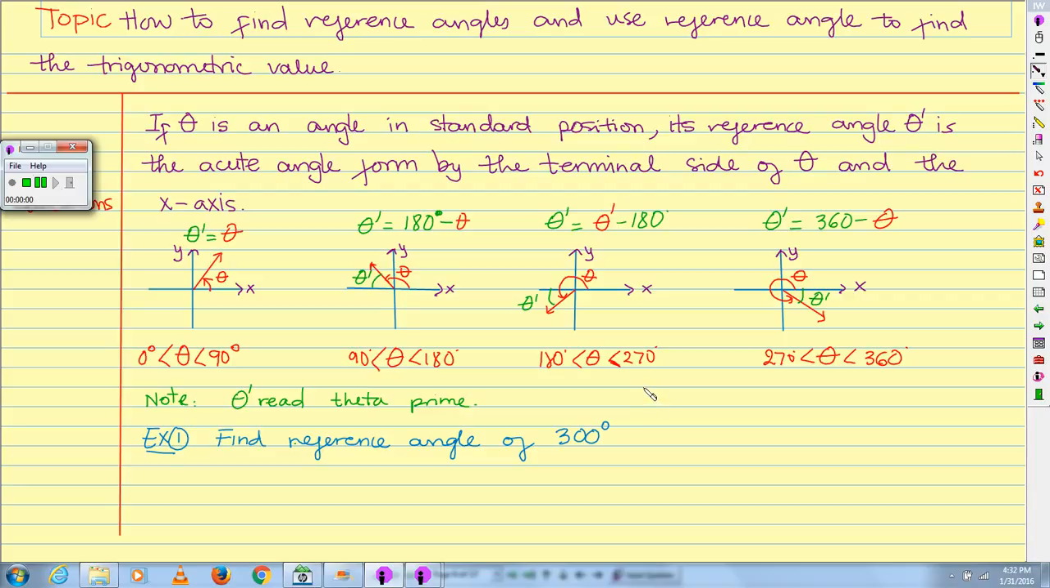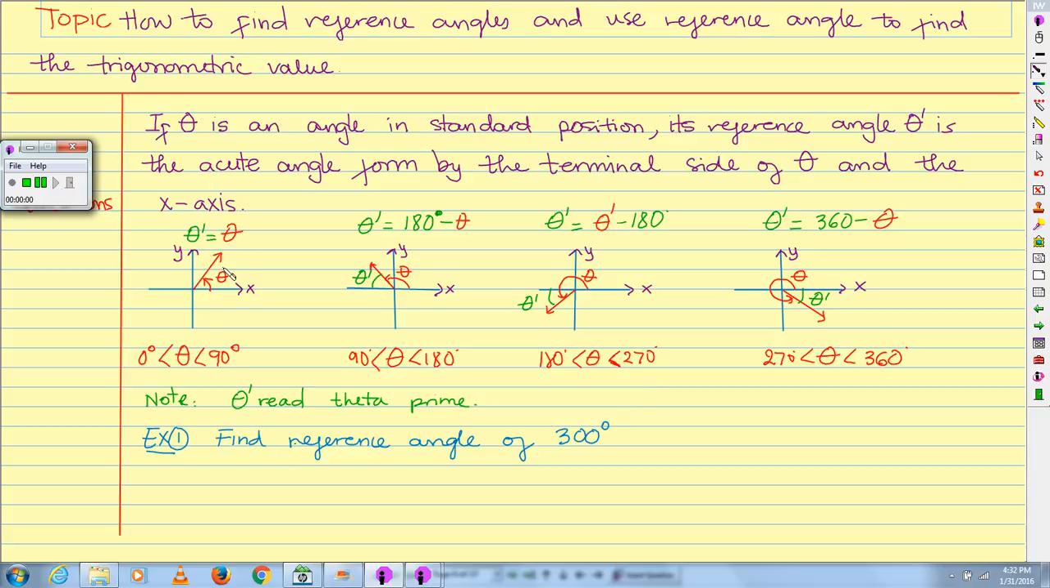Hello, my pre-calculus student. In this video, we are going to learn how to find reference angles and use the reference angle to find the trigonometric value. Let's begin with the definition of reference angle.